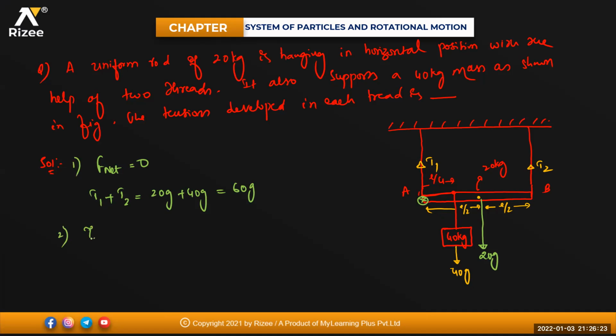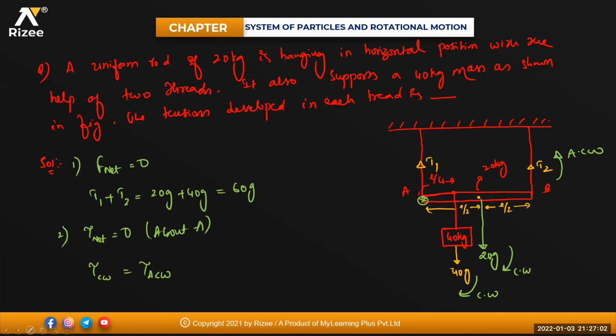Now for rotational equilibrium, tau net must be equal to 0 about point A. That means clockwise torque must be equal to anti-clockwise torque. So what is a clockwise torque? Can you tell me? The 40 kg is moving in this direction, and this one is also moving in this direction. That means this one is clockwise. This one is also clockwise. So force into perpendicular distance. This one will be moving in the anti-clockwise.